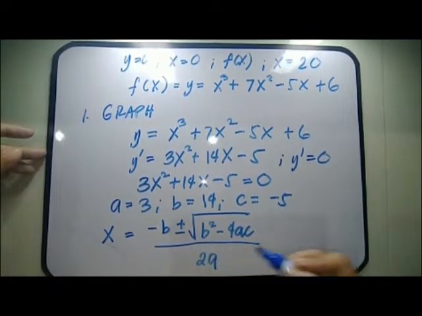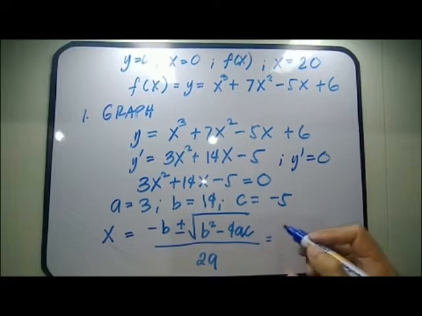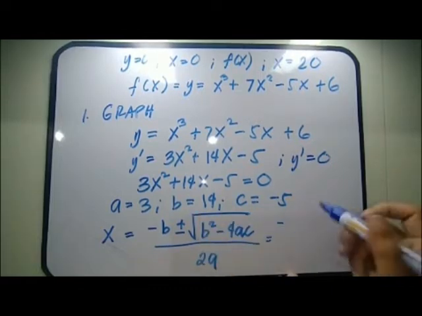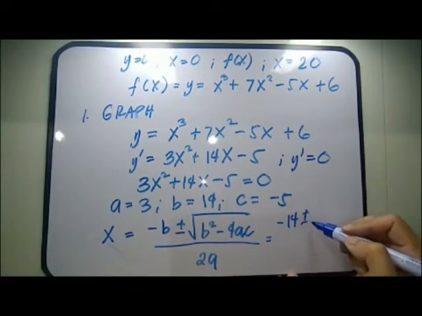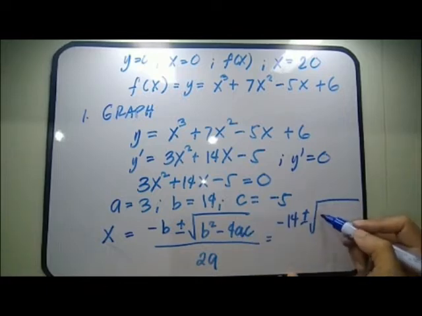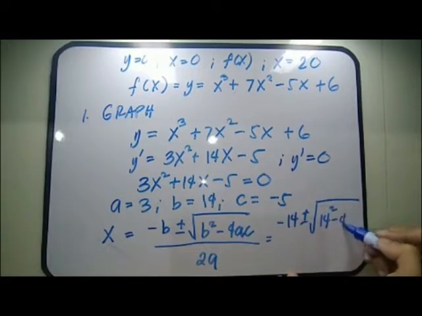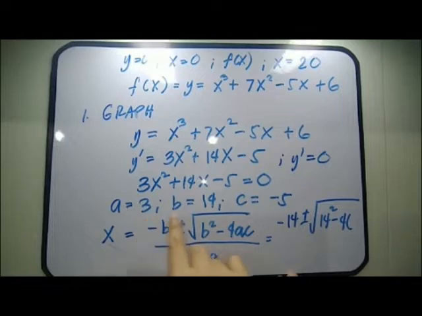Now just substitute all those variables. We have here negative b, that is 14, negative 14 plus or minus the square root of b squared minus 4ac. So a is 3 and c is negative 5. So 4 times 3 times negative 5. All over 2 times 3. So that is 6.